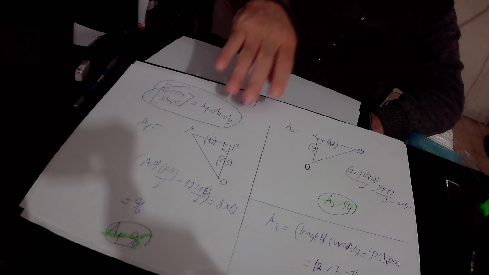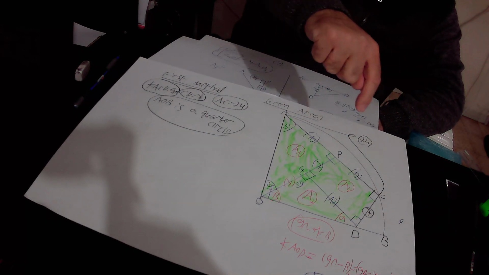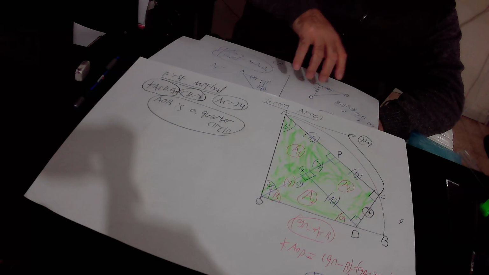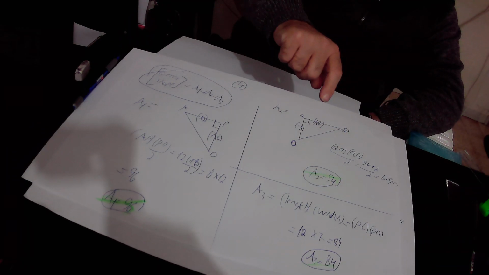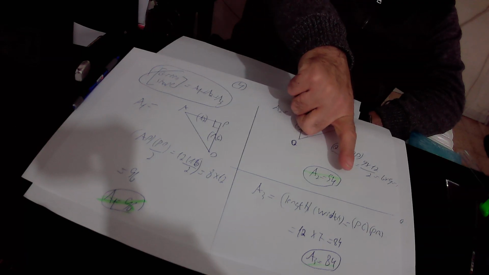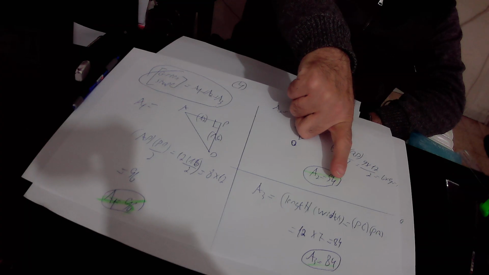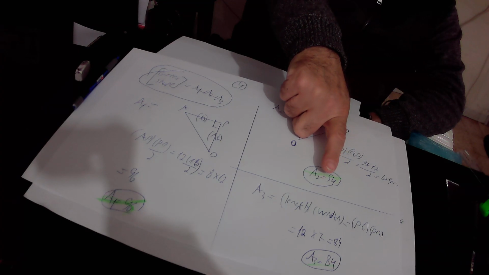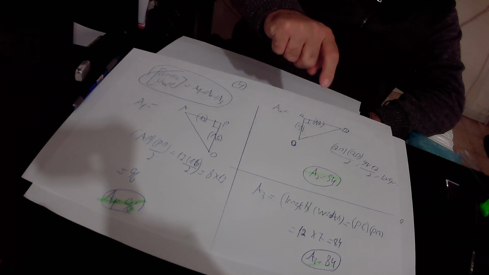And finally, we calculated the area of A3, that is the area of rectangle PCQD. The area of any rectangle equals the length times the width. The length is PC, that is 12, times the width PQ, that is 7. So in total the area equals 12 times 7, that is 84. So the area of rectangle PCQD equals 84 square units.